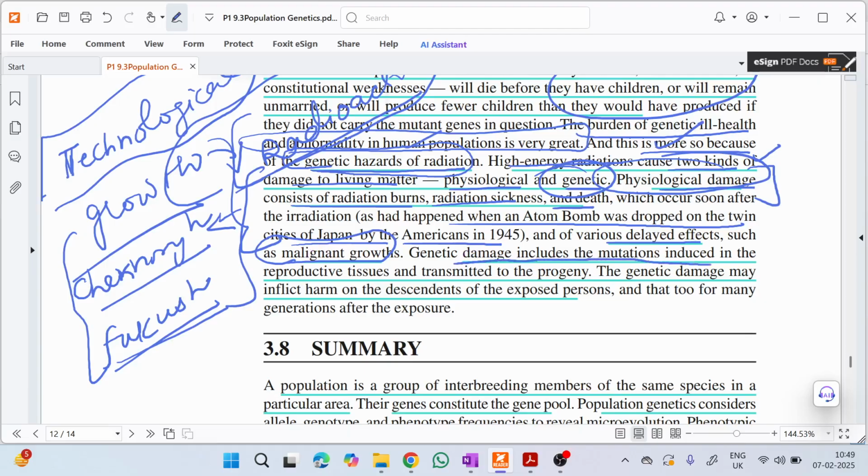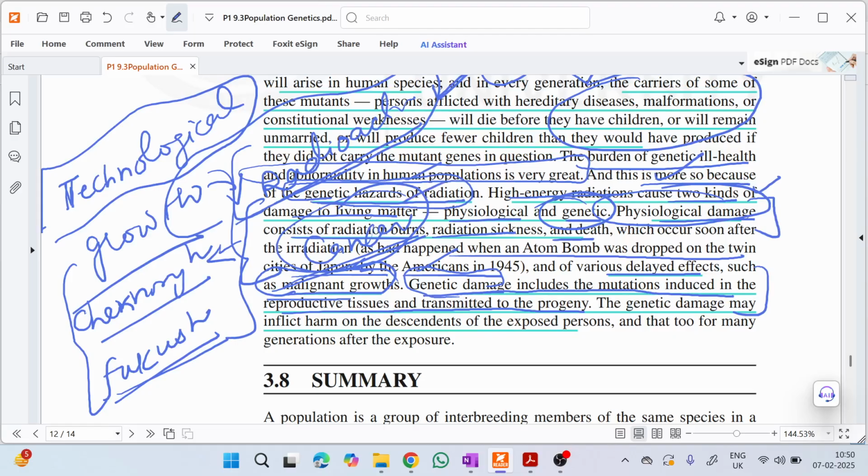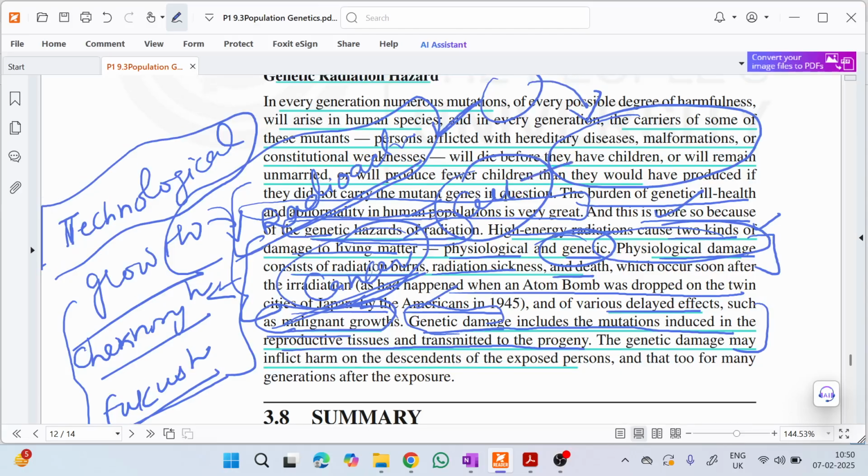Genetic damage includes mutations that are induced in reproductive tissues and transmitted to the progeny. So इसका मतलब है the same radioactive substances have another side that is genetic damage. First आपको malignant growth यानी carcinoma, cancer का तो बताया that they result in unstoppable, uncontrollable growth of cell division. So uncontrollable growth of cell division is known as cancer. So first ये हो सकता है.